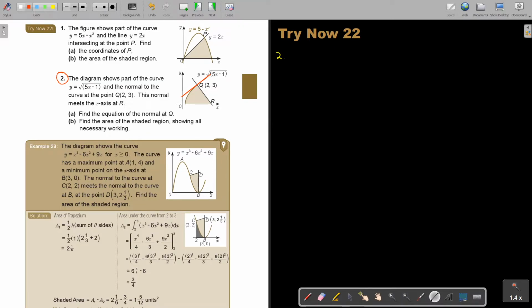This will be the tangent, okay, at that point. And then this will be 90 degrees. Okay, so this is my tangent. Now, this is my normal. The red is my tangent. Okay, so find the equation of the normal at Q.